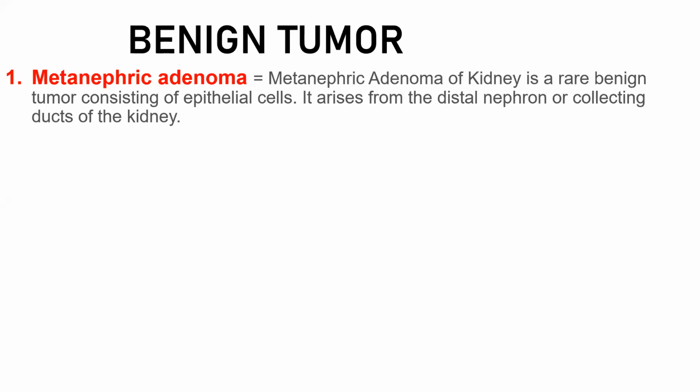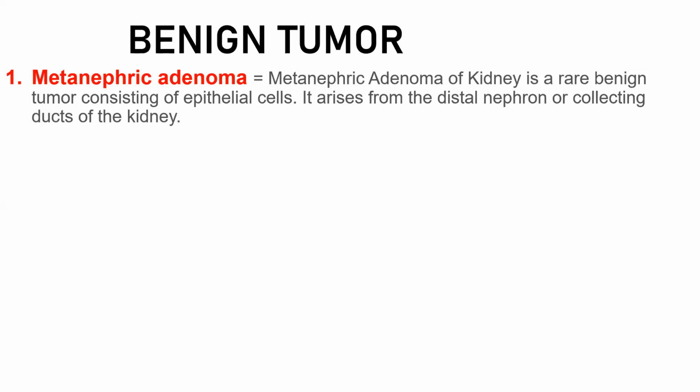Metanephric adenoma of the kidney is a rare benign tumor, consisting of epithelial cells. This tumor arises from the distal nephron or collecting duct of the kidney. That you know, like in the nephron you have studied now, the distal convoluted tubule, proximal convoluted tubule, all these we have discussed.